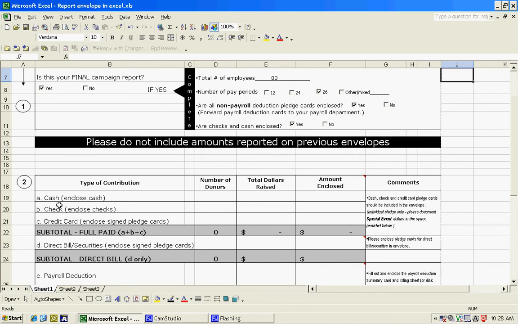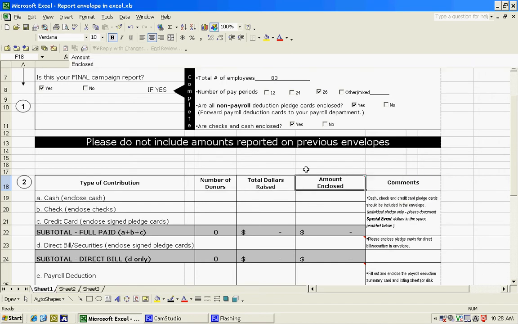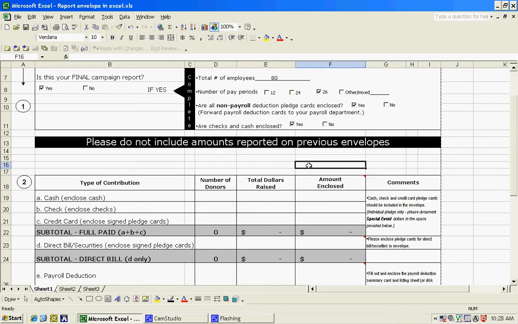You should then move on to step number 2. In this section, you will fill out the number of donors, the amount they pledged, and if there is a payment enclosed. I should also mention that throughout the worksheet, you may notice small red dots on the top corner of certain cells. These red dots indicate there is a comment in that cell. To see the comment, simply hover your mouse over the cell and the comment will pop up. These comments simply serve as reminders while filling out the envelope.